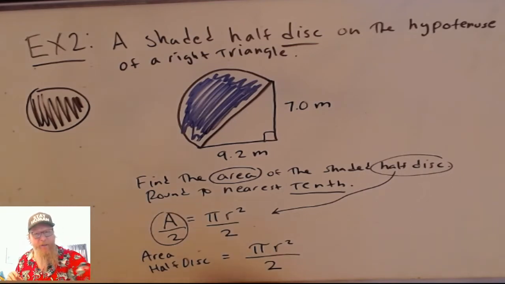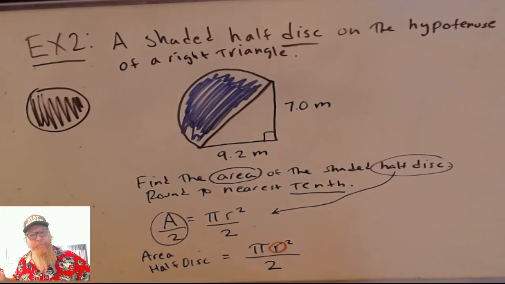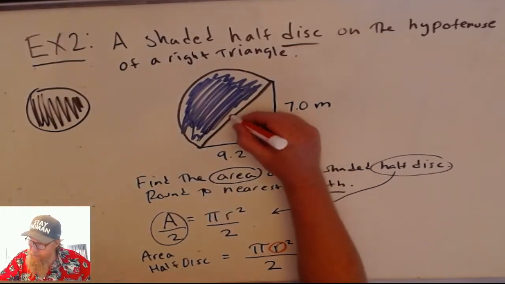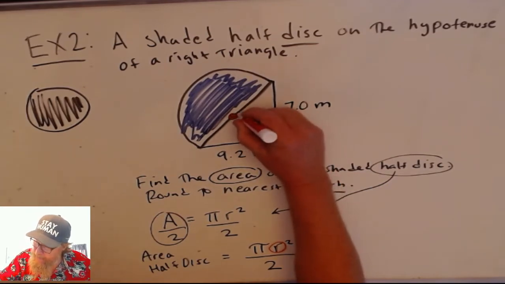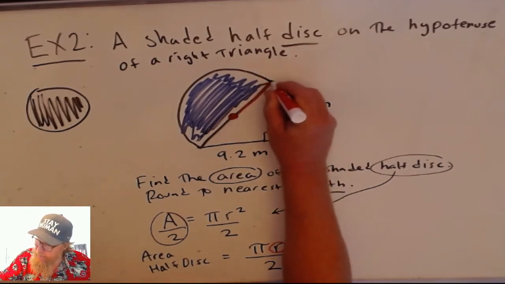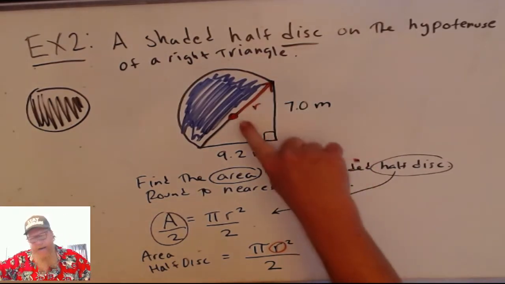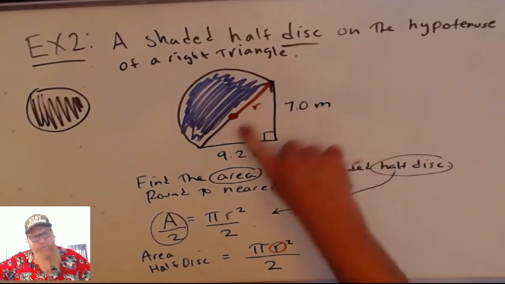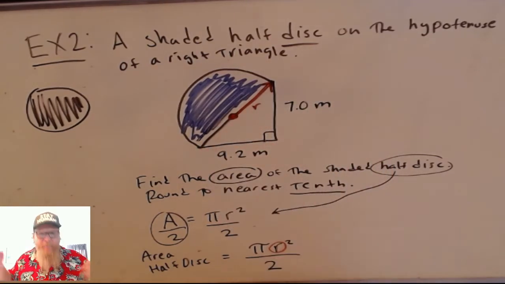So notice what we don't know. We don't know r. So r is the radius from the center of the hypotenuse all the way to the outer edge of the disk. Now I drew my radius going up. You could draw yours going down. It's up to you.